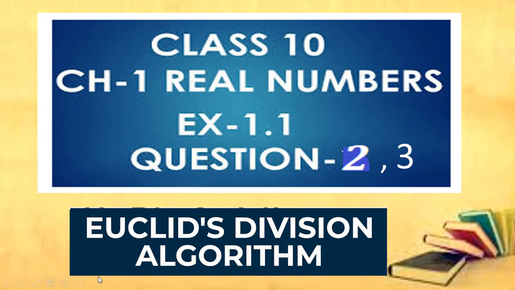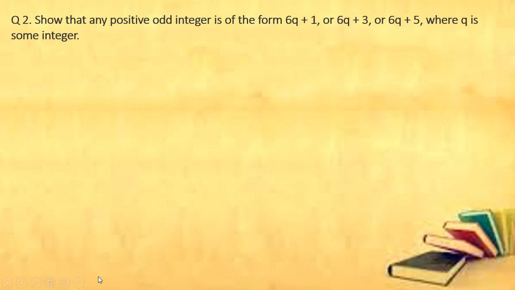Hello students, today we are going to solve problems based on Euclid's division algorithm. So let's take exercise 1.1, question number 2 and 3 of chapter 1, Real Numbers, for class 10th. Here it's the second question: show that any positive odd integer is of the form 6q plus 1, or 6q plus 3, or 6q plus 5, where q is some integer. So we have to find it out.